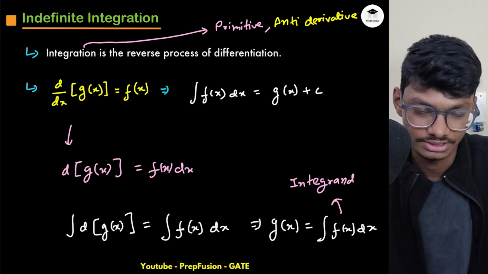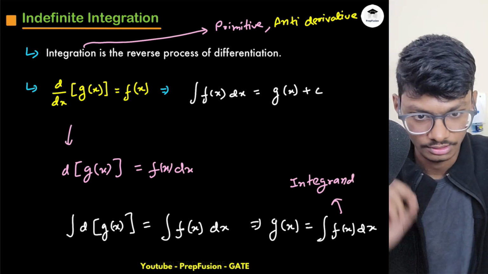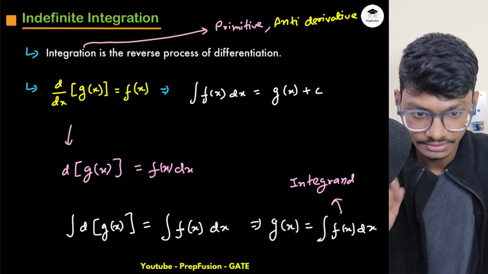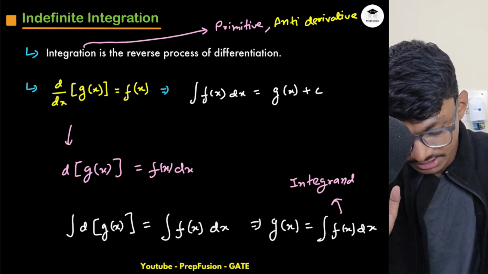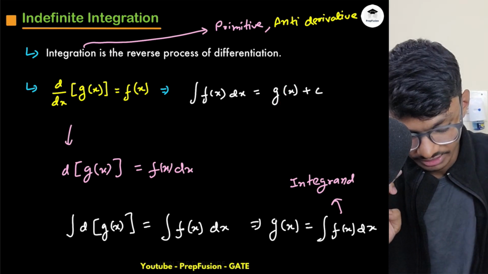Just basic terminologies, not that important. Okay, so this is known as the integrand. So now where does this c come from? That is very important, right? Where does this c come from?